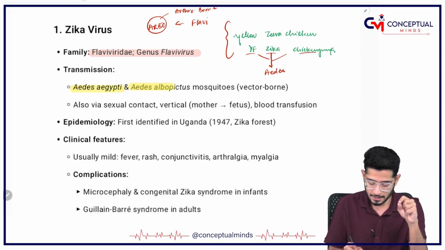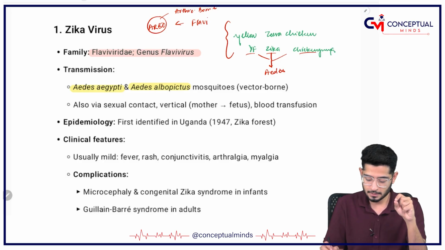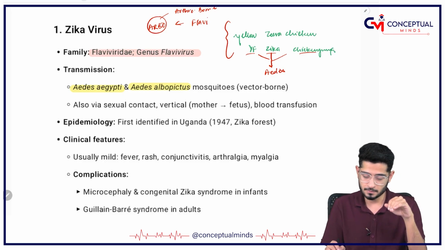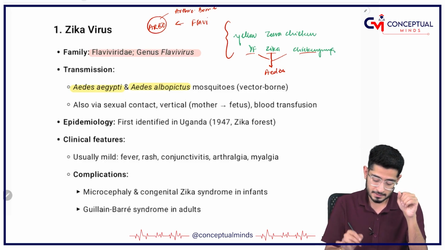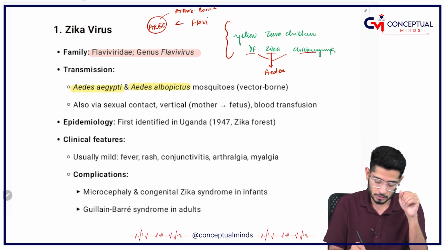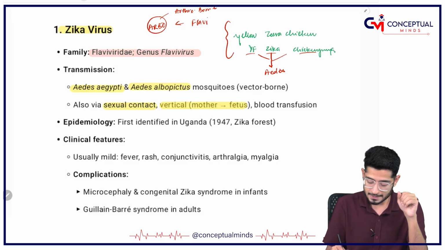So Aedes aegypti, Aedes albopictus, right? They are responsible for the transfer. Zika virus, for that matter, is also transmitted by sexual contact and vertical transmission from mother to fetus, and of course blood transfusion. Okay.